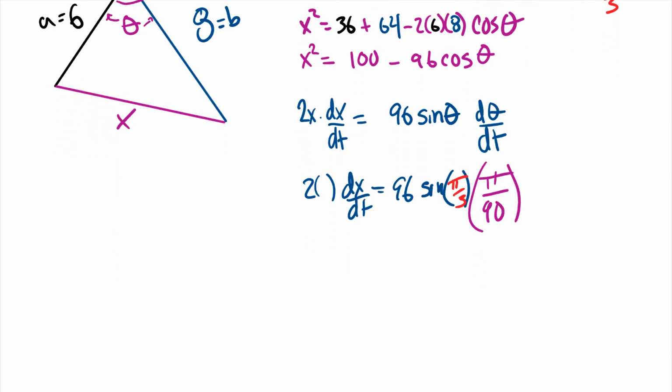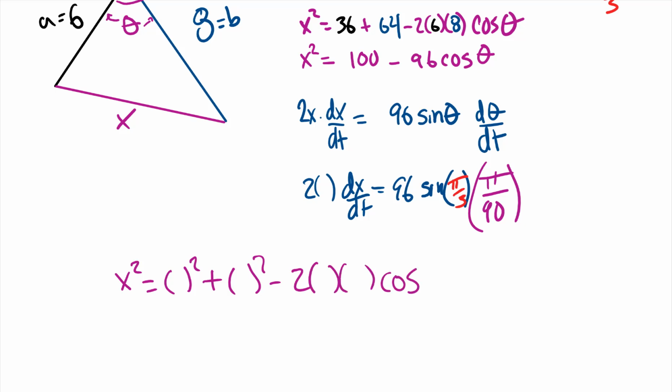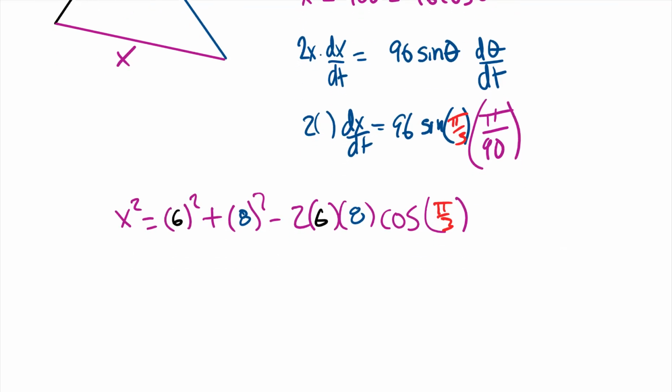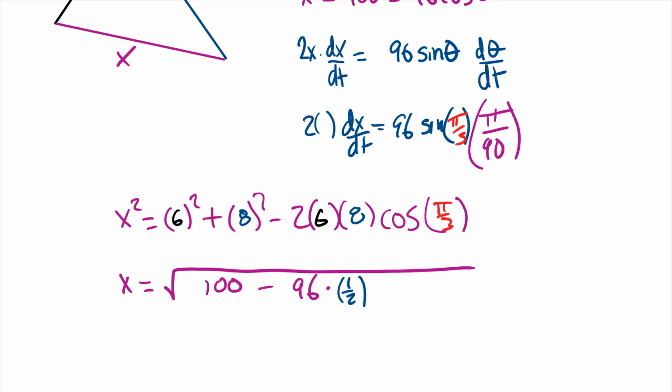So we're going to have x squared is equal to our a squared plus our b squared minus 2 times our a times our b times cosine of that angle. So that angle was pi over 3, working backwards. We got that our a is equal to 6. Our b is equal to 8. So that's 36 plus 64, that's a big 100. We already knew that. 2 times 6 is still 12, and 12 times 8 will give you 96. And now we're left with cosine of pi over 3, and cosine of pi over 3 is equal to 1/2.